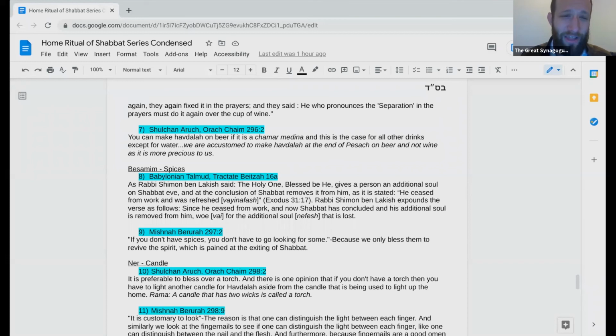Vayinafash. Rabbi Shimon ben Lakish expounds the verse as follows: since he ceased from work, and now Shabbat has concluded, and his additional soul is removed from him, woe, vai, for the additional soul, nefesh, that is lost. So vayinafash, he says, oi for the nefesh. That is how Reish Lakish reads it. So again, another nice little play on words to make a point that there's a neshama yetera, an additional soul that we have on Shabbat that leaves when Shabbat concludes, and therefore we are losing something spiritually, and maybe we need something to be a replacement for that, and the spices give us a little piece of that.